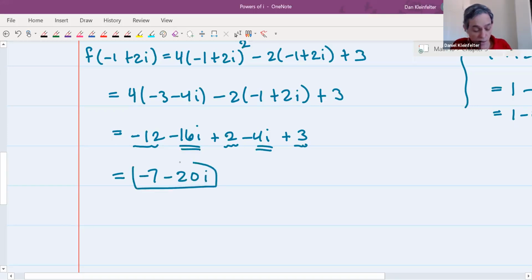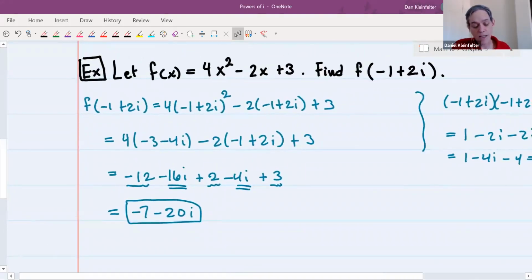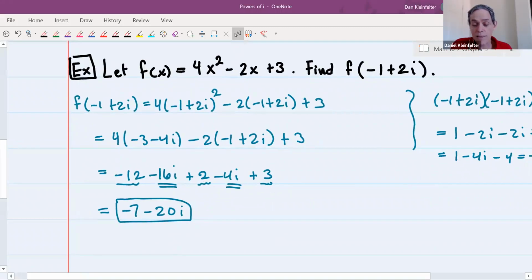All right, so that was the steps to evaluate a function at a complex number. You saw that we could do it basically the way we would have done it if it was a real number. It's just that there's a little more to it because the numbers themselves are complex. This type of problem also is a nice way to practice addition and multiplication with complex numbers.